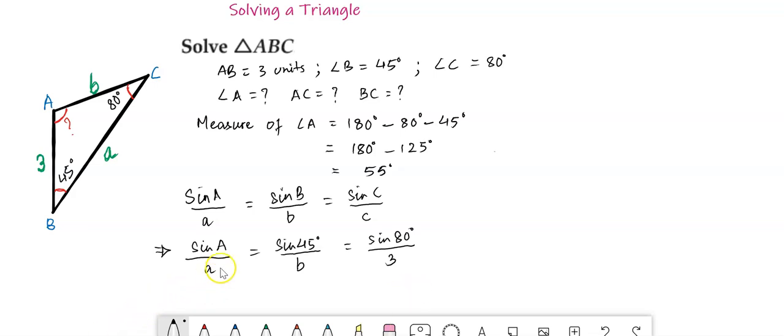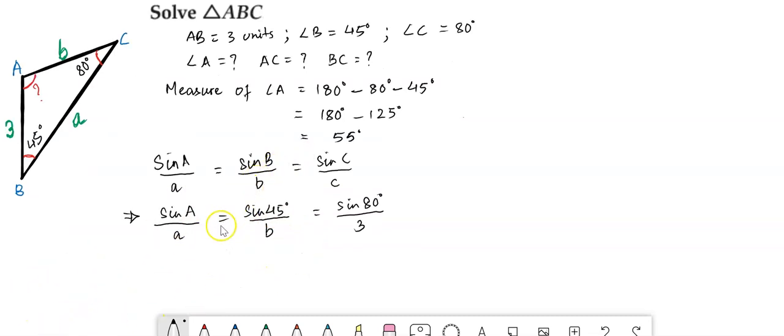So now we'll start replacing and making equations here. Now you can see we have these three fractions which are equated among each other. Let's label them. This is fraction 1, this is fraction 2, and this is fraction 3. So you can see that in fraction 1 and in fraction 2, we have the variables which we need to know, a and b. But in fraction 3, we have everything, sine of 80 degrees and 3 units.